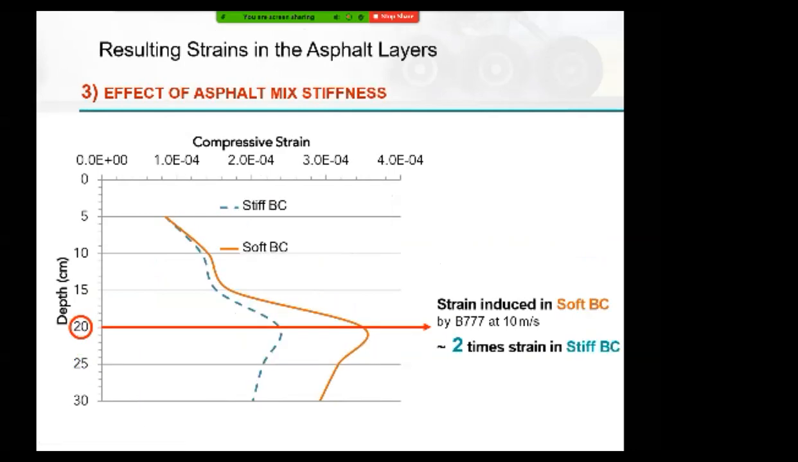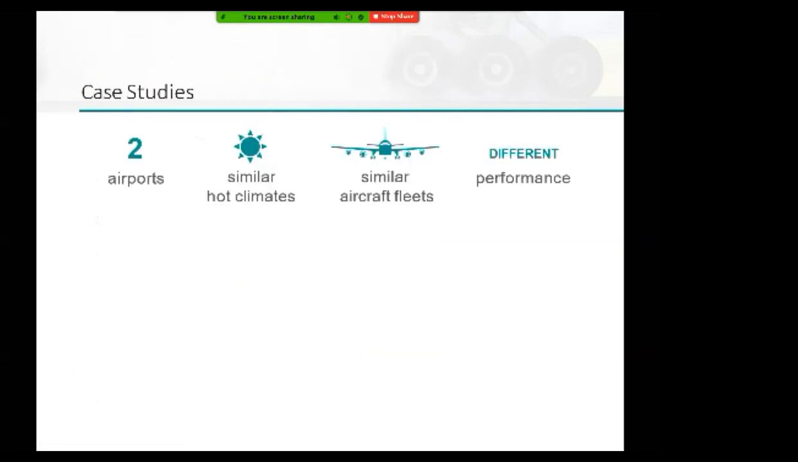It's like a 777. Looking at different mixes, soft binders versus soft binder layers versus stiff ones, while the softer are giving me much higher strains. Okay, so soft binder courses will be problematic. Look at this difference. They will deform twice as much as the stiff binder course.